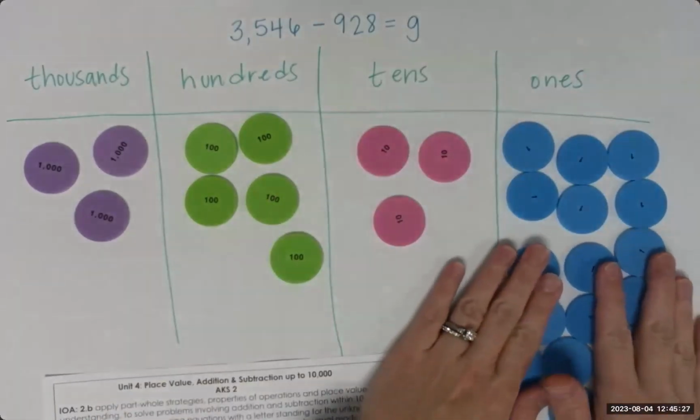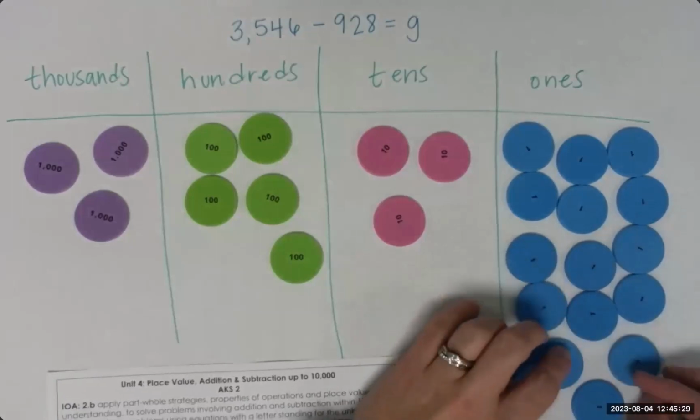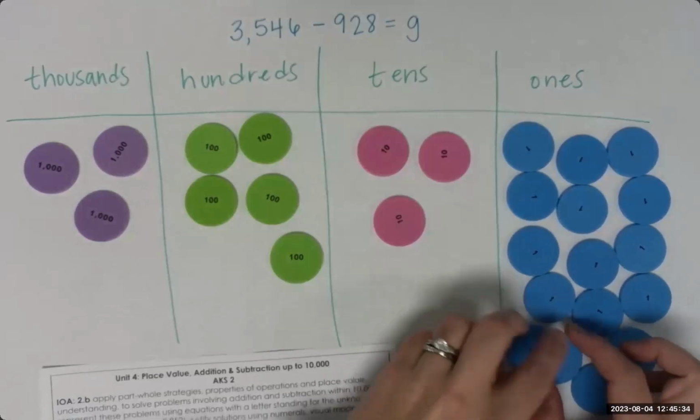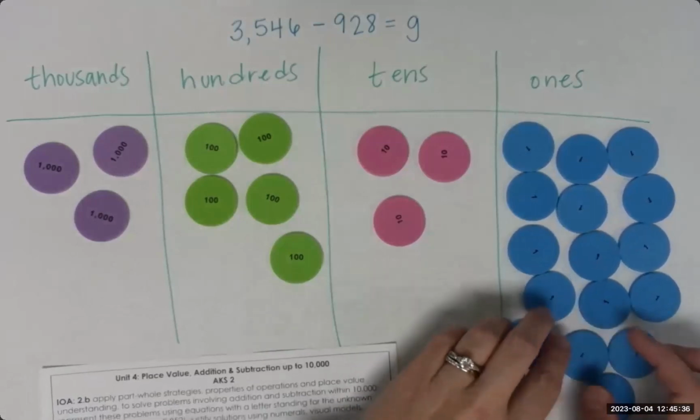Okay, that's not all on the paper. We're going to move it all up there. Oh my goodness, look at all those ones we have now. Now we have plenty of 1s to subtract. Plenty.